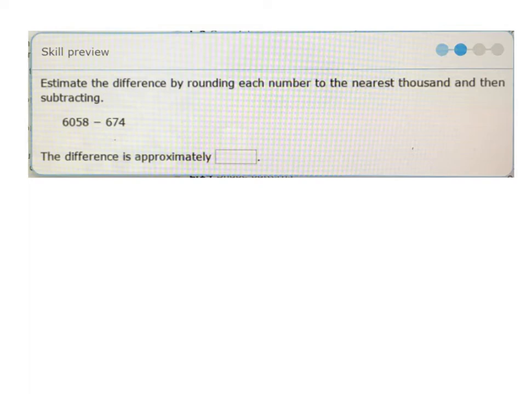In this video, we're going to continue to work on estimating and rounding with subtraction. The question says, estimate the difference by rounding each number to the nearest thousand and then subtracting. Just like in the addition, hopefully some of you are getting to the point where you can look at 6,058 and you know it rounds to the nearest thousand, 6,000. Look at 674, 1,000 is the nearest thousand. So 6,000 minus 1,000 is 5,000.